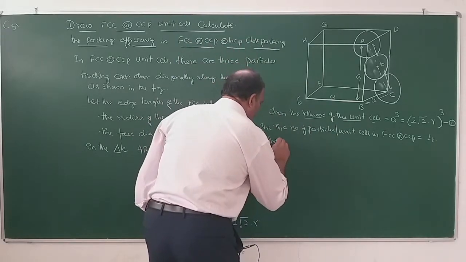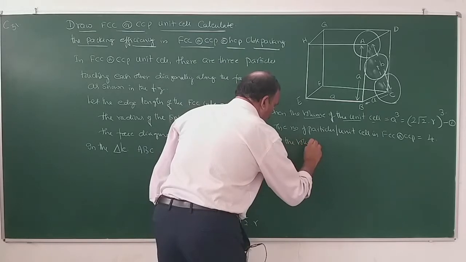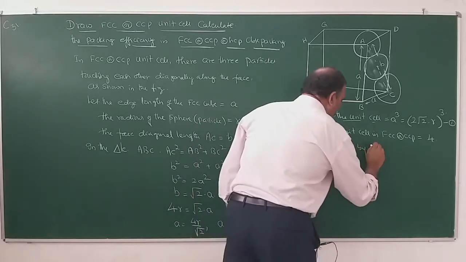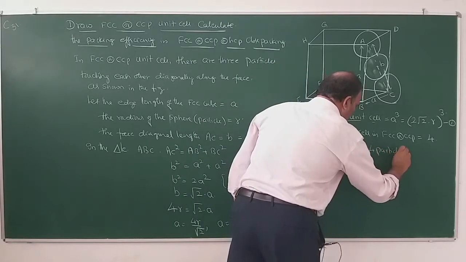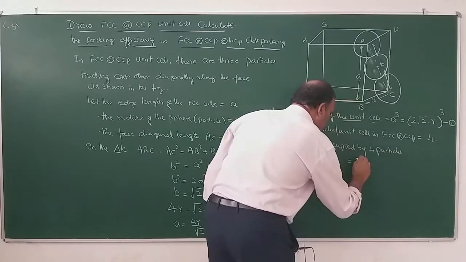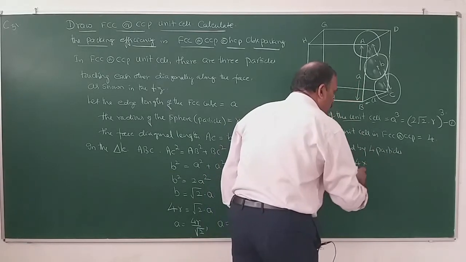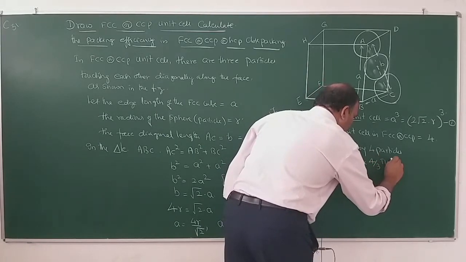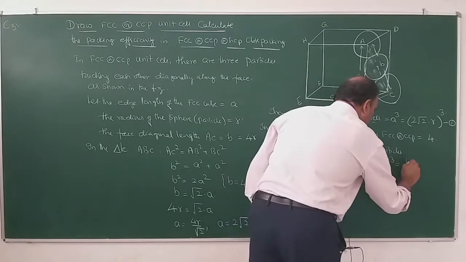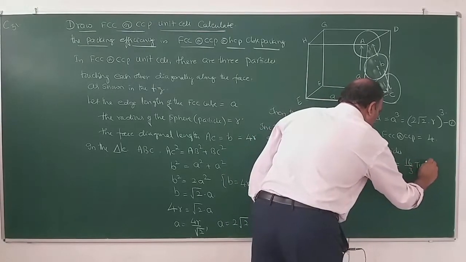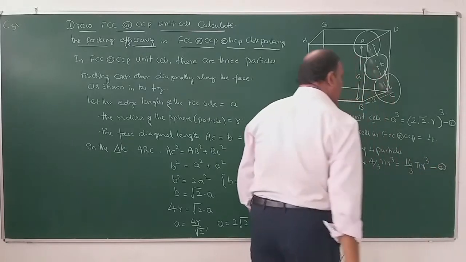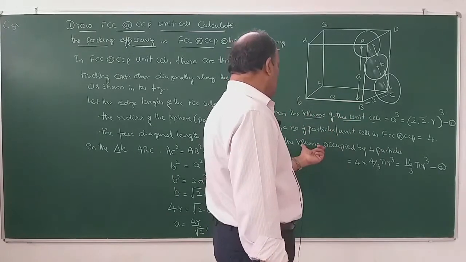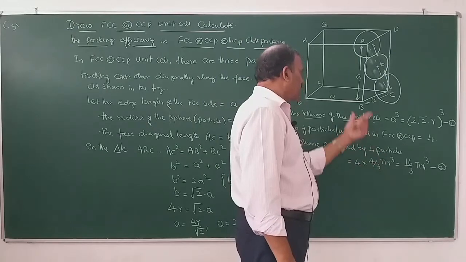Then the volume occupied by 4 particles equals 4 into the volume of each particle. Each particle is considered as a sphere, 4 by 3 pi r cube, so that equals 16 by 3 pi r cube. So this is equation number 2. This is the volume occupied by the particles in FCC.